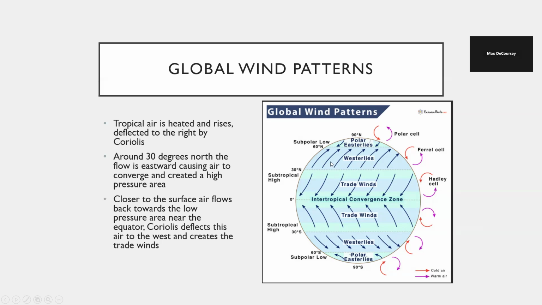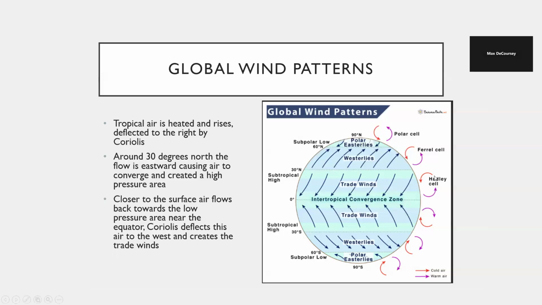Around 30 degrees north, the flow is eastward, causing the air to converge and create a high pressure. And then closer to the surface, the air flows back towards the low pressure area near the equator, and the Coriolis deflects this air to the west. It creates the trade winds.